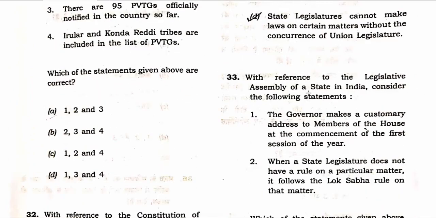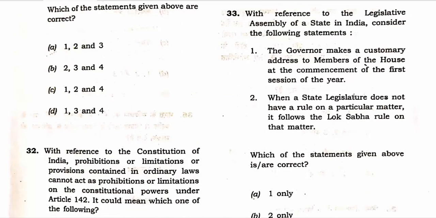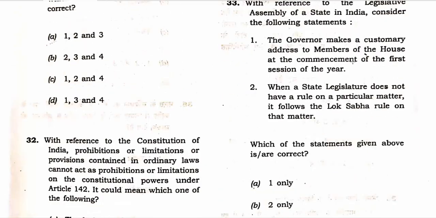Question 33. With reference to Legislative Assembly of a State in India, consider the following statements. So here you have two statements. The governor makes a customary address to members of the House at the commencement of the first session of the year. There should be more logic, because the same thing would be done by the president back in Parliament. So he is the person who commences the first session of the year, and here it would be the governor, because it is at the state level.